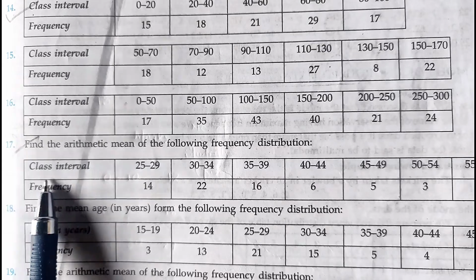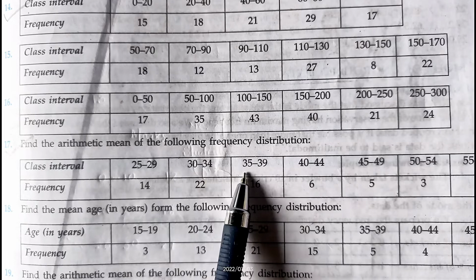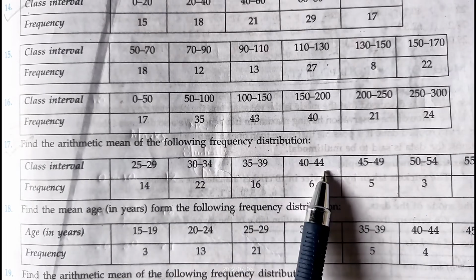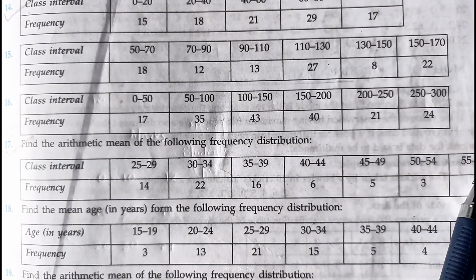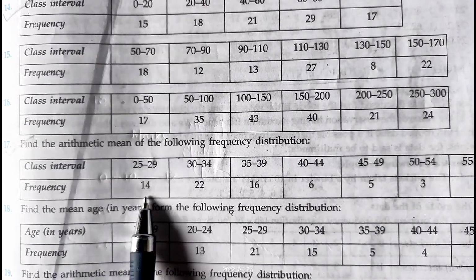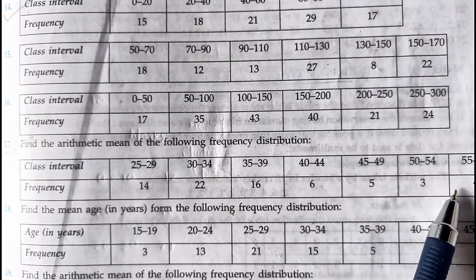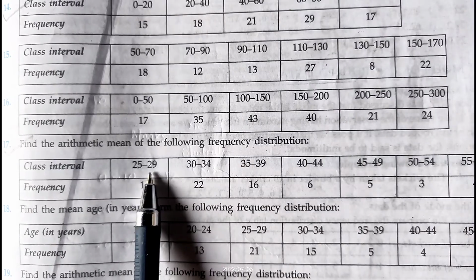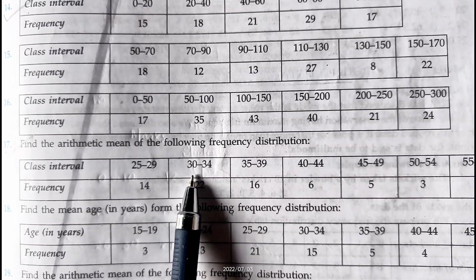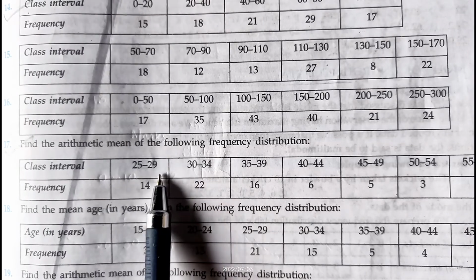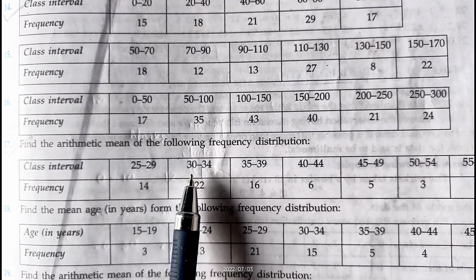In question number 17, the class intervals are 25 to 29, 30 to 34, 35 to 39, 40 to 44, 45 to 49, 50 to 54, and 55 to 59, and the corresponding frequencies are 14, 22, 16, 6, 5, 3, and 4. In this particular question, the frequency distribution is not continuous. Here you can see it is 25 to 29, but then it is 30 to 34. Since it is not continuous, we have to convert it into continuous form, and for this we have to use the conversion factor.